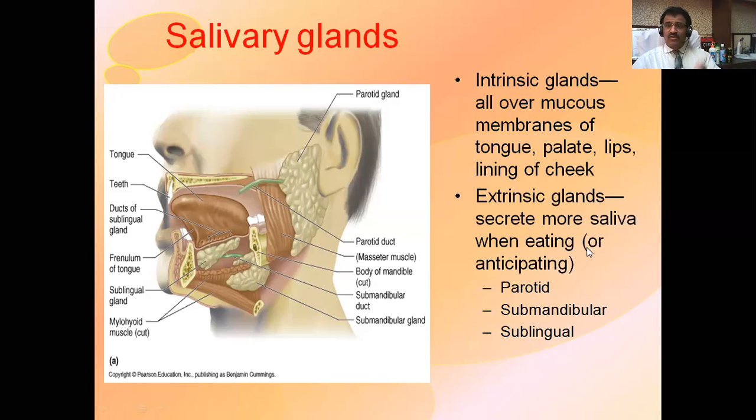They secrete more saliva when eating or anticipating. Anticipating means जेवण समोर येणार म्हणजे त्या ग्लँड सिक्रेट करायला लागतात, त्याला अँटिसिपेटिंग म्हणायचं. And intrinsic glands keep the mouth and every part of the mouth moist. So you remember the parotid and submandibular more, for example, but we have studied these glands, so I don't want to waste time on this.